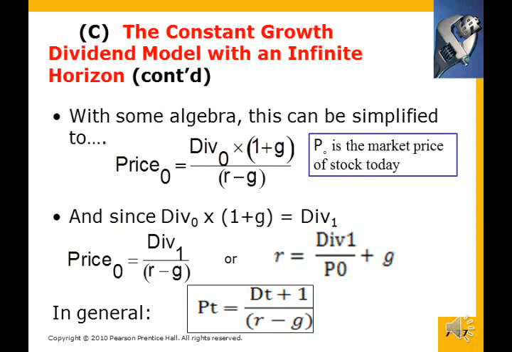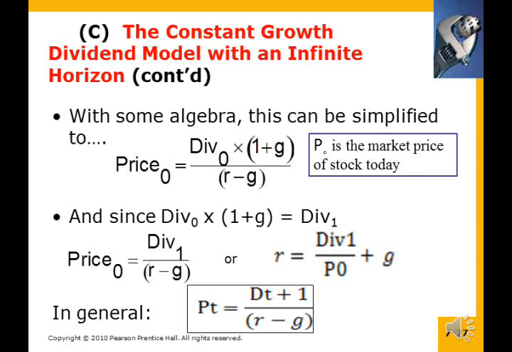To simplify this complicated rule, I will use the next rule. P naught equals dividend naught 1 plus g over R minus g. By doing some algebra on the previous complicated rule, I can reach this rule. P naught is the present price or present value, the market price of the stock. Dividend naught is the most recent dividend. g is the growth rate, and R is the required rate of return.